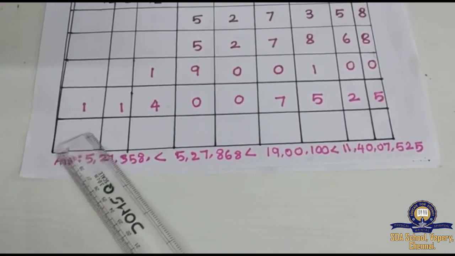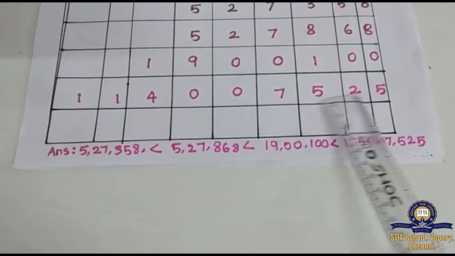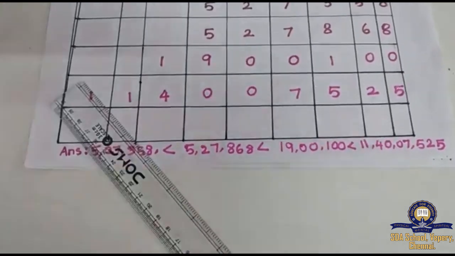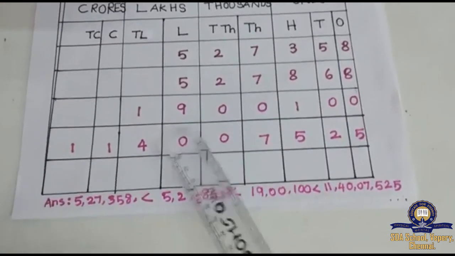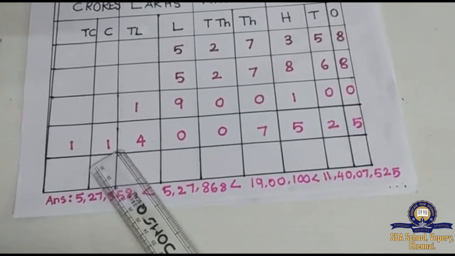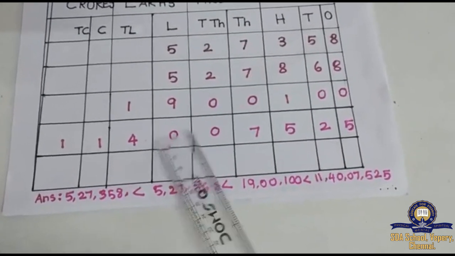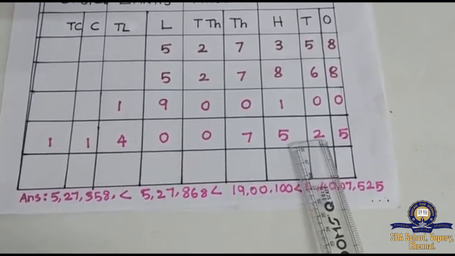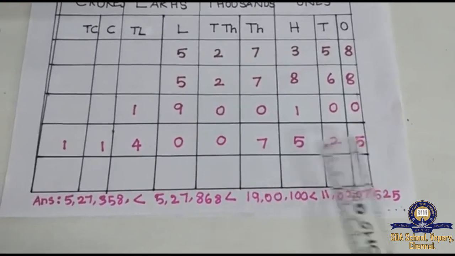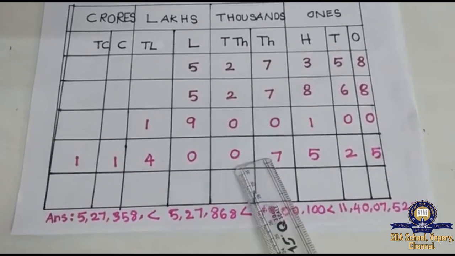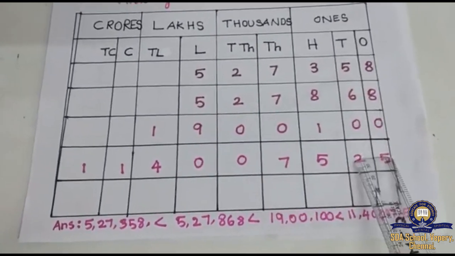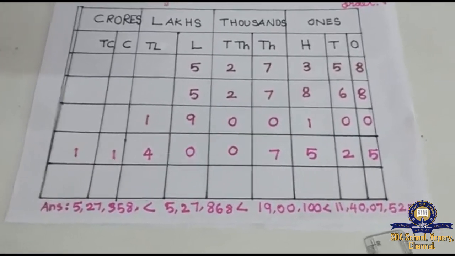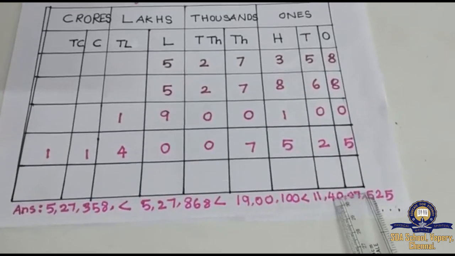And then, for example, we have another group of numbers. This is the greatest number. This is 11 crores 40 lakhs 7,525. Got it? This is the biggest number given. So you saw how we arranged. Now we have to check which number is greater than which. Okay, now see here.